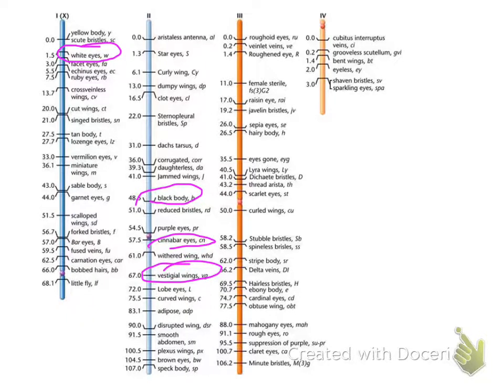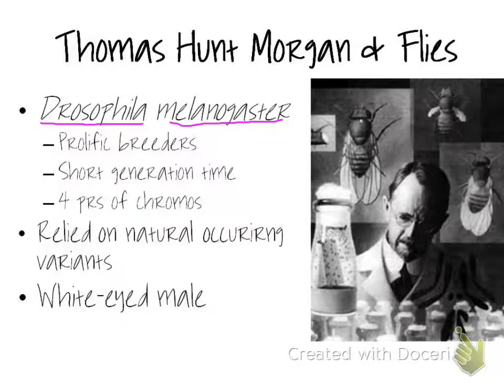Now, unlike Mendel, who could just go get more plants of different variations, Morgan had to rely on naturally occurring variants or mutations. And so mainly he let the flies breed and breed and breed and eventually got a white-eyed male.